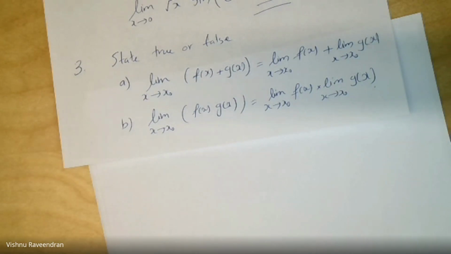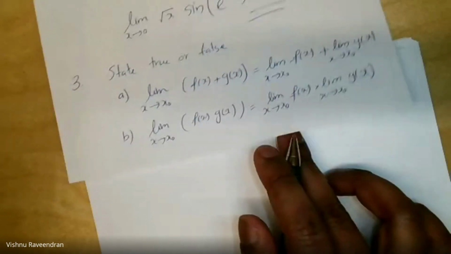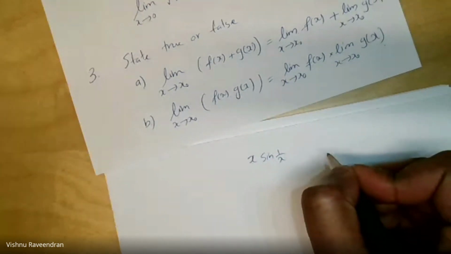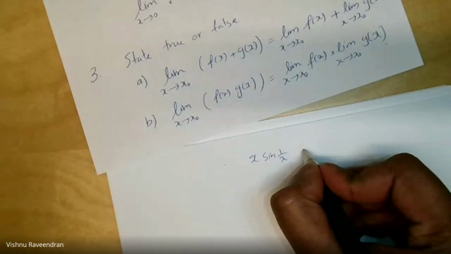Sir, x sine 1 by x. Limit x tends to 0, x sine 1 by x. So we cannot write this as limit x tends to 0 of x into limit of sine 1 by x. Yes, exactly.